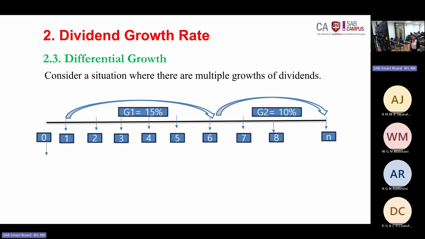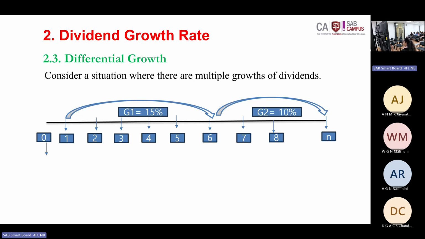Online students, I hope you all can hear me. We have started the second session, starting with the differential growth rate. As the name implies, we have studied the zero growth and then constant growth, and now we move towards the differential growth rate. Here, we'll identify the concepts by our example.